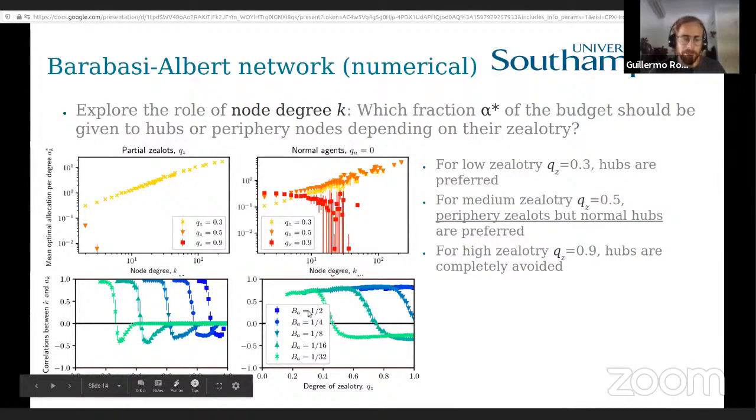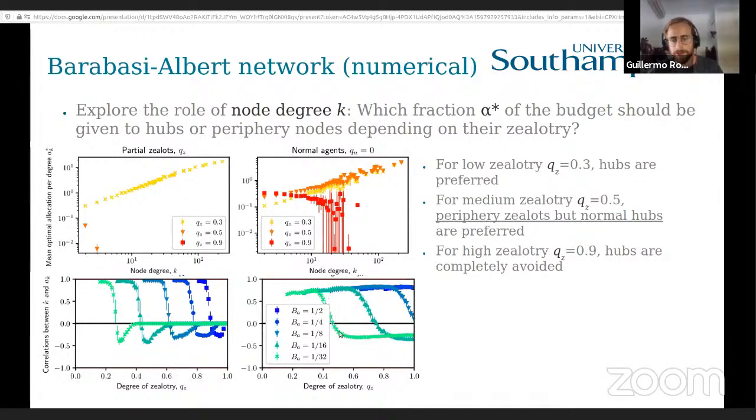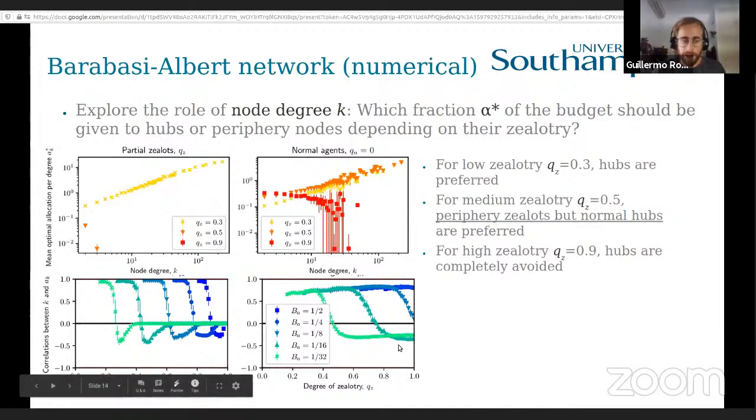And the same happens with the normal agents on the bottom right. They start with positive correlation, then there's a transition to negative correlation, so from targeting hubs to targeting peripheral nodes. And interestingly, this transition happens earlier for Zealots than for normal agents.